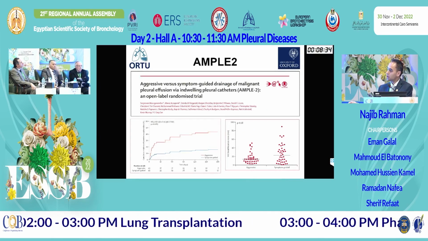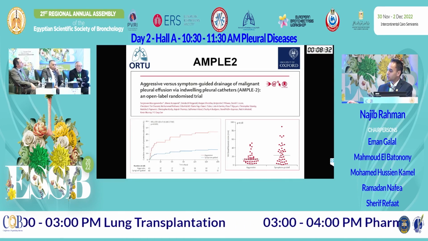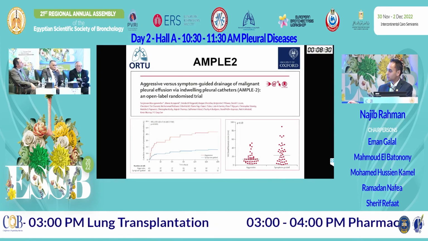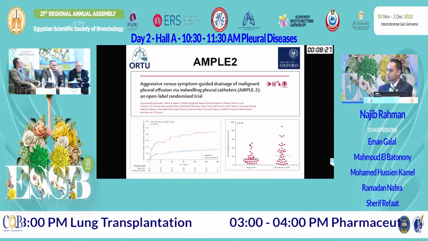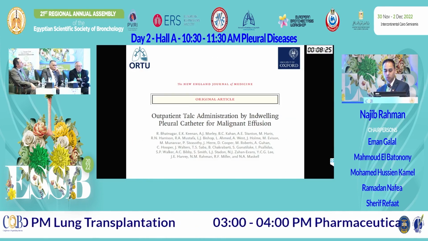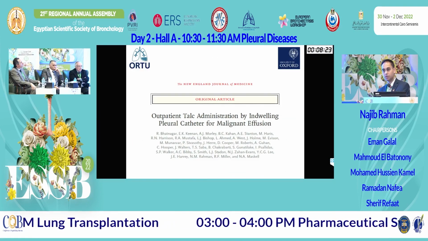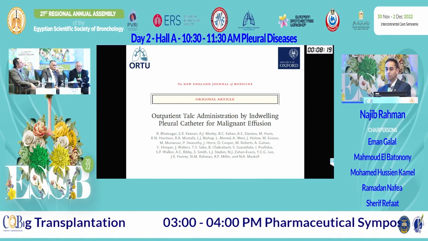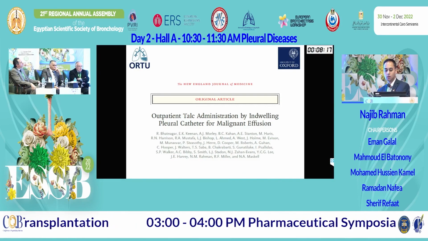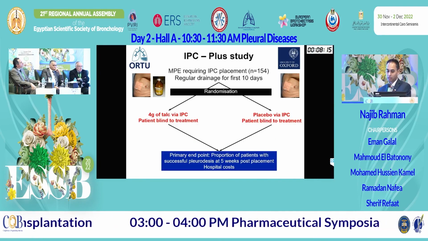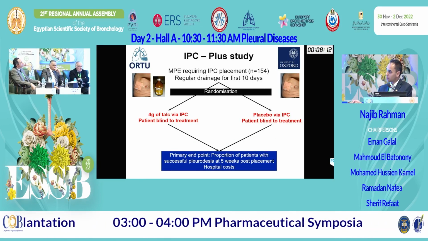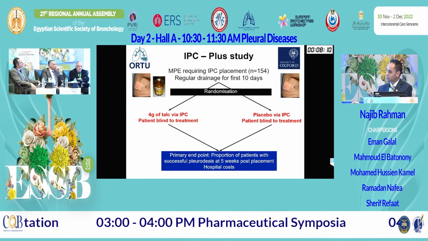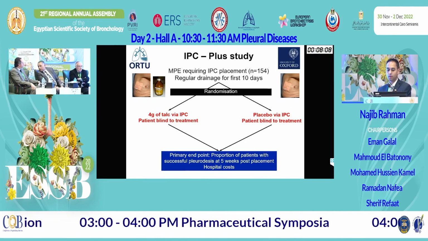So here you have a 20% pleurodesis success with aggressive drainage, you double it, and again, no difference in symptoms between the 2 groups. Now, Nick Maskell then came up with this idea. What about sticking talc into an IPC, so outpatient pleurodesis? And we randomized about 130 patients to either talc via an IPC or placebo via an IPC.